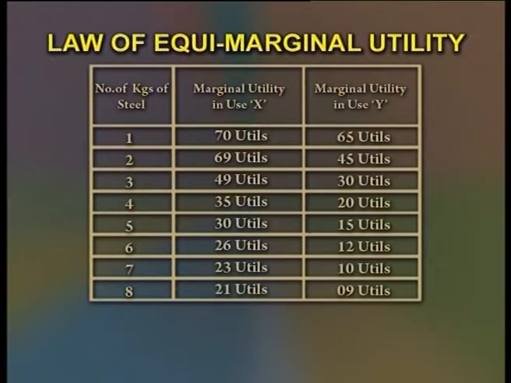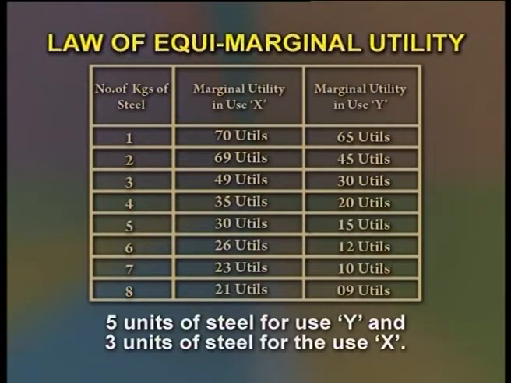Suppose the consumer has 8 kgs or 8 units of steel, and he wants to distribute these 8 units of steel among the uses X and Y. And suppose he uses 5 units of steel for use Y and 3 units of steel for use X. Then if he uses 3 units of steel for use X, he will derive 49 utils of marginal utility, whereas if he spends 5 units on use Y, then he would derive 15 utils of satisfaction or utility.